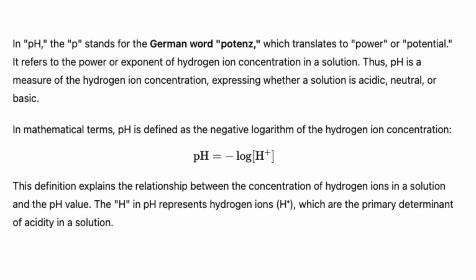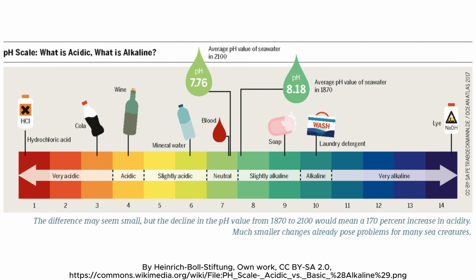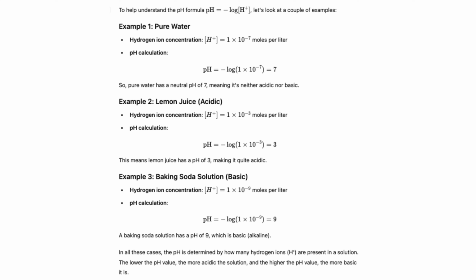Sørensen's breakthrough came with the invention of a logarithmic scale, the pH scale, that expresses the hydrogen ion concentration in a more understandable and manageable form. The pH scale ranges from 0 to 14, with 7 being neutral like pure water. Values below 7 indicate acidic solutions, and values above 7 represent basic or alkaline solutions. What makes the pH scale so useful is that it operates on a logarithmic basis, meaning each step represents a tenfold change in hydrogen ion concentration. This allowed for more precise measurement in both research and industrial applications.